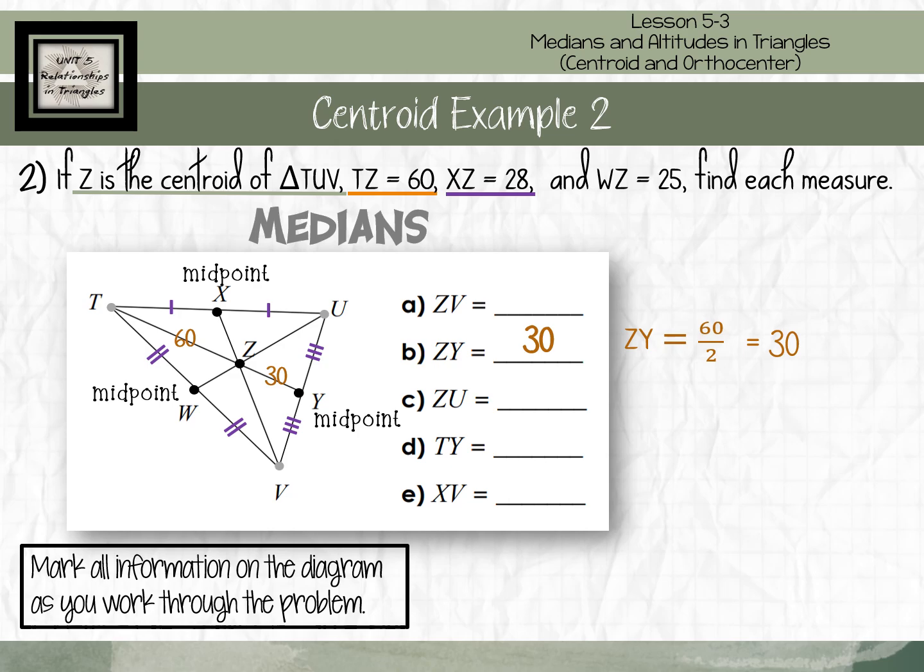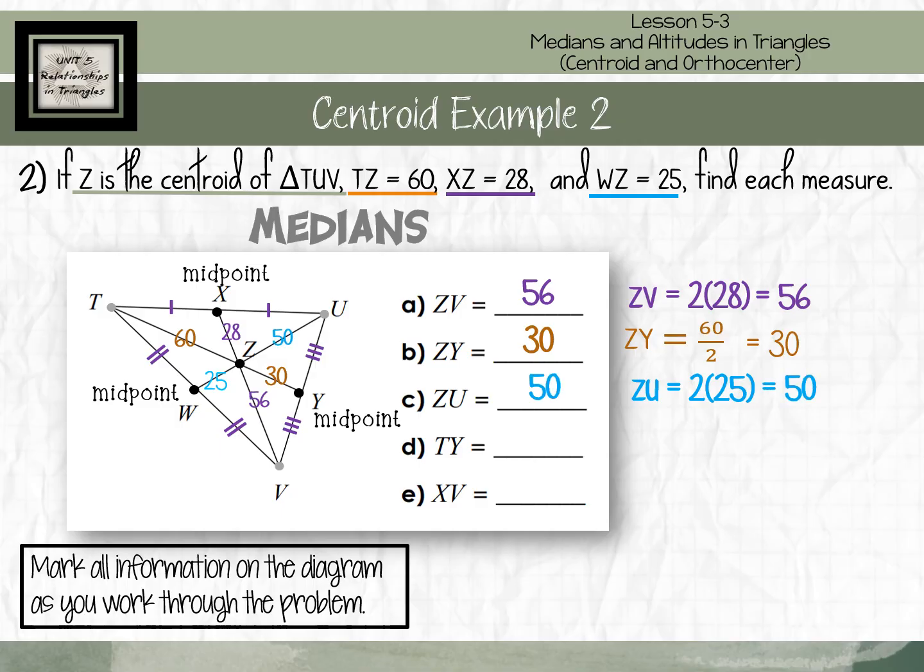Next piece of information they give us is the length of segment XZ is 28. That is the shorter part of that median, the median segment VX. So if we double that, we're going to get 56, which is the length of segment VZ. They also give us the length of segment WZ is 25. That is the shorter part of that median, so we can double it to get the longer part.